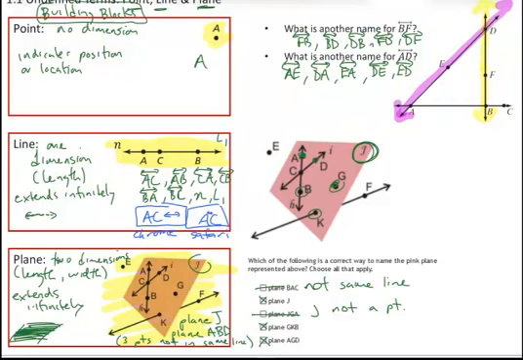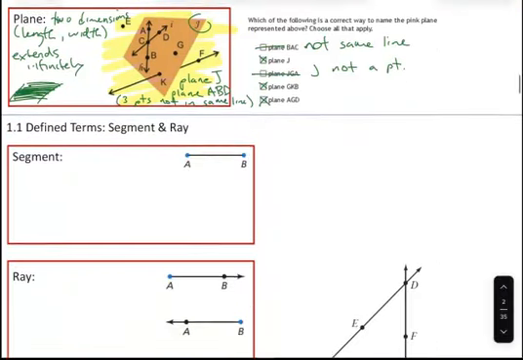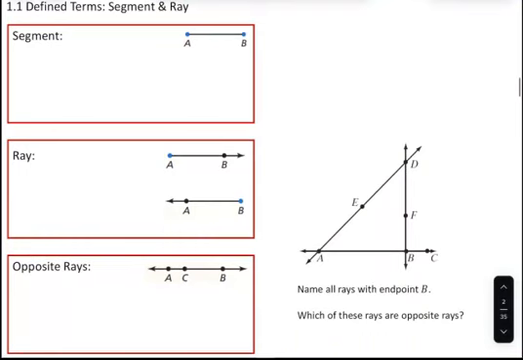All right, the next types of elements are portions of what you see right here, mainly just portions of a line. These are segment and ray. So we'll go through definitions first, then naming conventions. The segment is just a portion of a line that's between two endpoints.